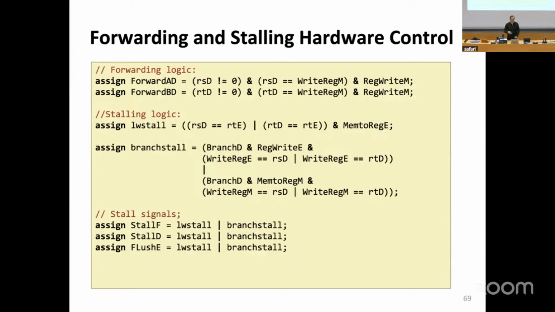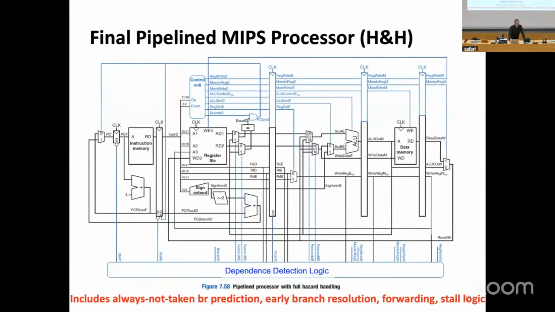This is from your book, forwarding logic. Essentially, this is the full stall and forwarding logic. You stall because an instruction is dependent on a load that has not produced its value yet, or you can stall because there is a branch, right? And that branch, you mispredicted. And this is your final pipelined MIPS processor from your book. It includes always-not-taken branch prediction, early branch resolution, forwarding, and stall logic. It's complete, it's nice. What it doesn't include is multi-cycle memory or multi-cycle operations. That requires a little bit more work. So it's still not a realistic full pipeline. It's assuming magic memory with one cycle access.